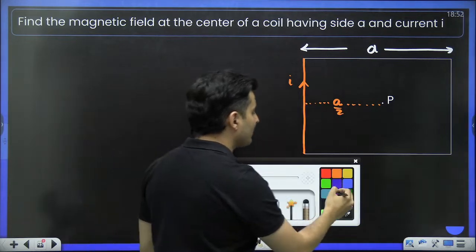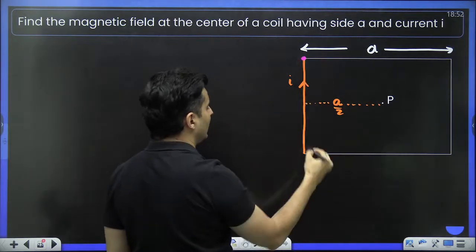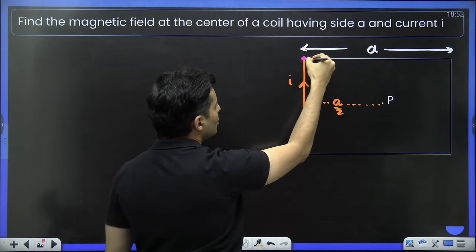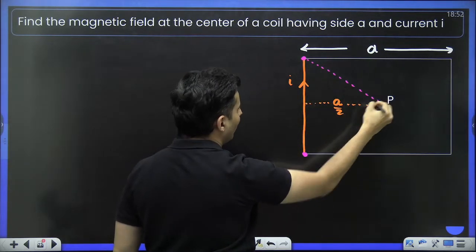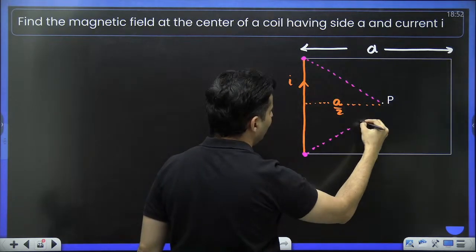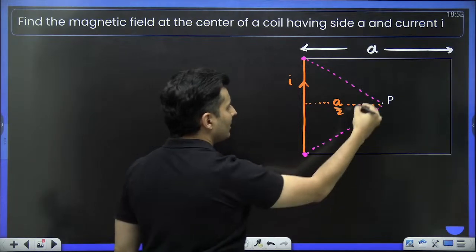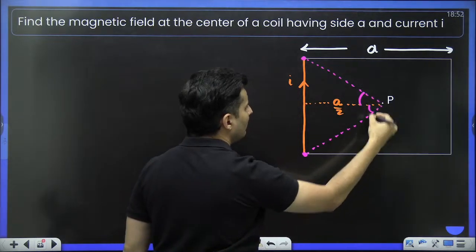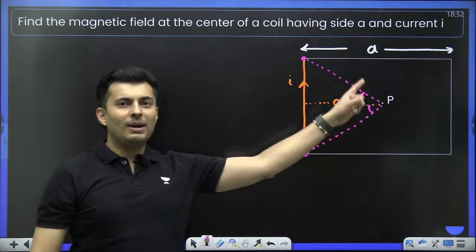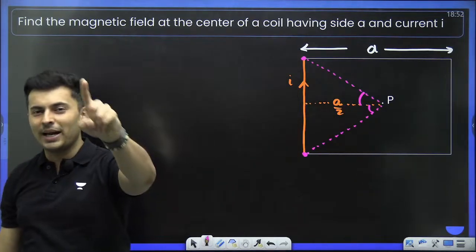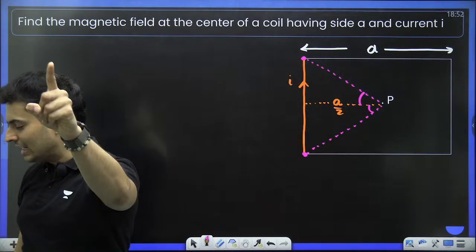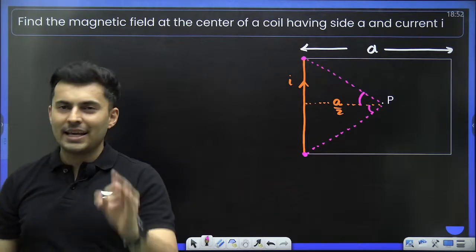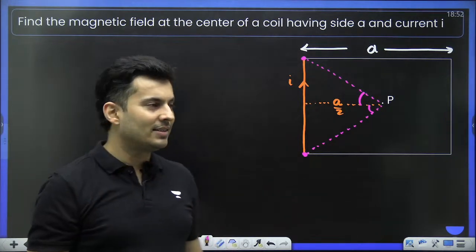What did I tell you? Always locate the endpoints. This is first endpoint, this is second endpoint. Join the endpoints to the point where you want to find the field. This will be alpha, this will be beta. Can you guess the value of alpha and beta? Because this is a square, it might be a little easier.